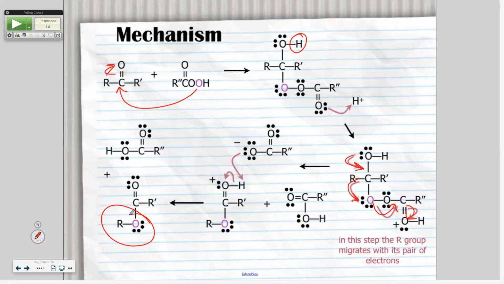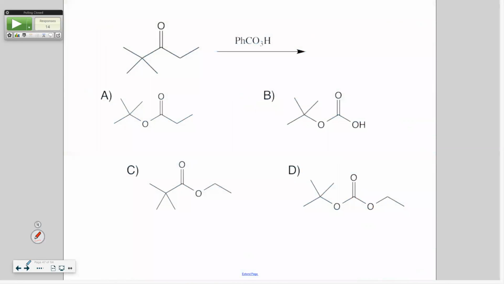Only difference between this and what I showed you originally is the proton transfers. The other thing is just the nitty-gritty. All right, so look at this one and figure out what you're going to get. The perbenzoic acid is one that gets used a lot in this reaction. You can use a variety of per acids, but the perbenzoic acid gets used a lot.